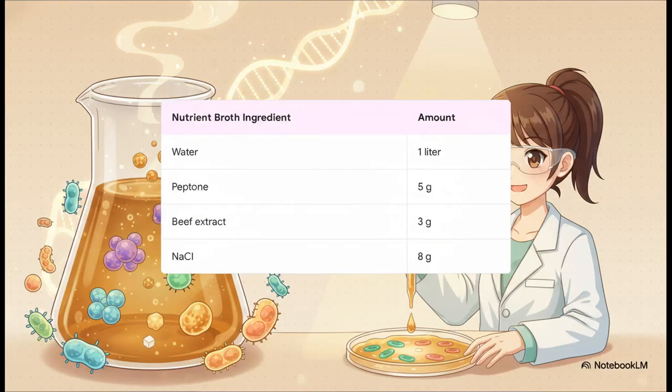And what's kind of funny is how simple the recipe for a complex medium can look. I mean, if you look at this list for a basic nutrient broth, you've only got a few ingredients: peptone, which is just a protein source, some beef extract for vitamins, and then salt and water.